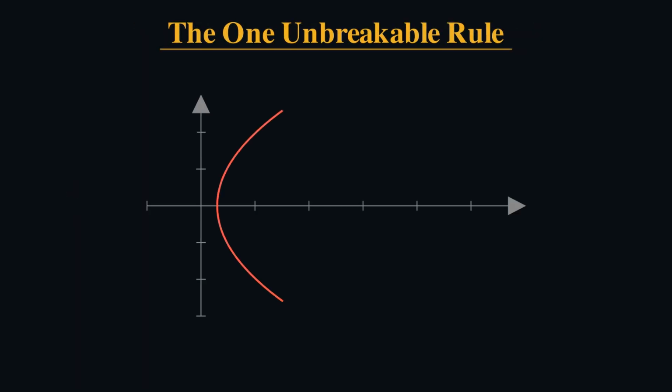A function has one unbreakable rule. Each input gives exactly one output. Same button, same snack every single time, so what breaks the rule? Look at this curve. We drop a vertical line at one input. If it ever crosses the curve more than once, that single input is trying to give two different outputs at the same time. That is not allowed. This quick check is called the vertical line test.